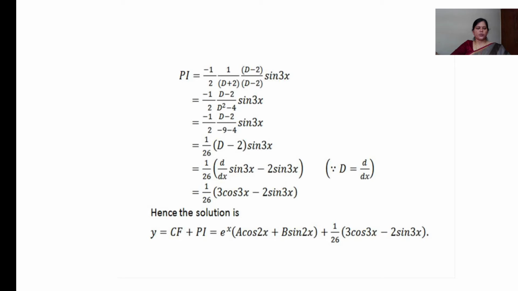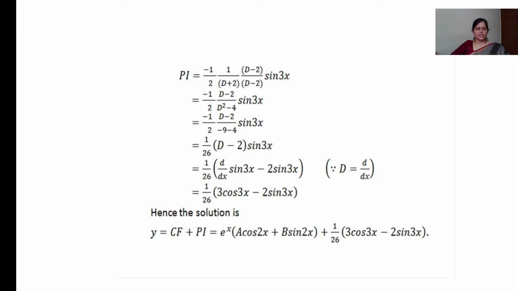So we'll get 1 by 26 into d by dx of sin 3x. We know capital D is d by dx, that's why we are taking it like that. Then minus 2 sin 3x. So d by dx means we have to differentiate sin 3x once with respect to x. So after differentiation, we'll get 3 cos 3x minus 2 sin 3x. So now the particular integral is 1 by 26 into 3 cos 3x minus 2 sin 3x.